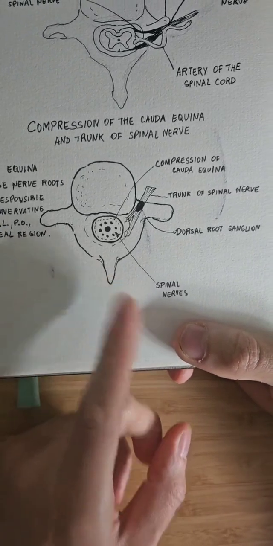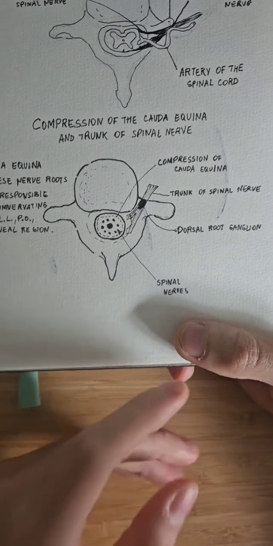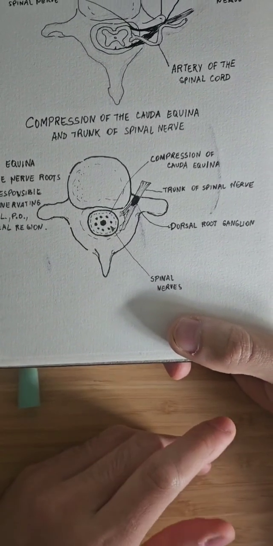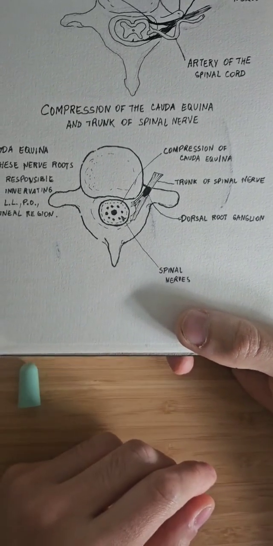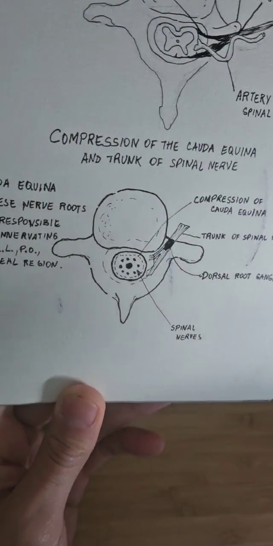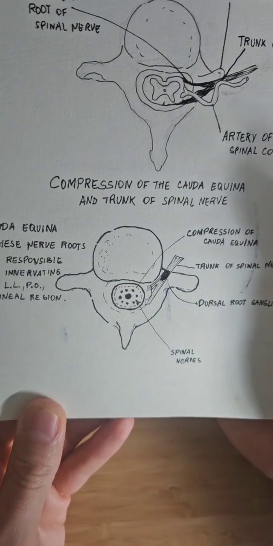Reflexes will change, altering deep tendon reflexes in special, such as diminished or absent knee and ankle jerks. And what else can I add to this part here?